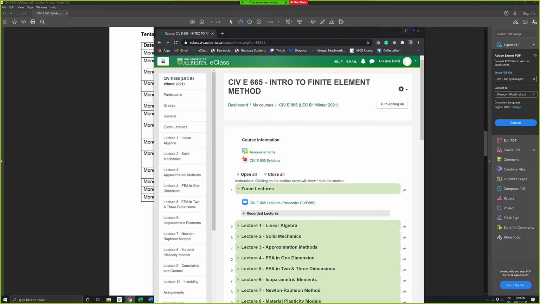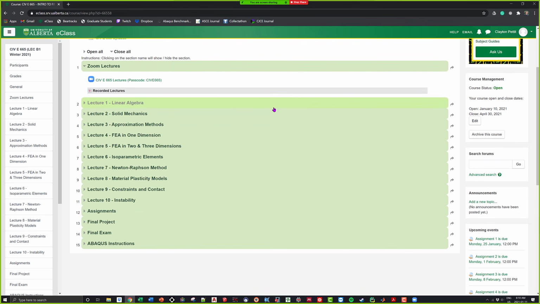Now we're going to move on to eClass. So this is eClass, and what I did is I split it up into sections. We're going to have 10 lectures, which is basically the course in itself, lectures 1 through 10. As I said, we only have 9 assignments. Lecture 1 here, this linear algebra review, is not going to have an associated assignment. Assignments 1 through 9 are going to be based on lectures 2 all the way down to lecture 10.